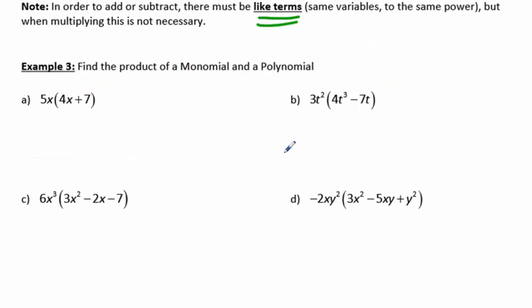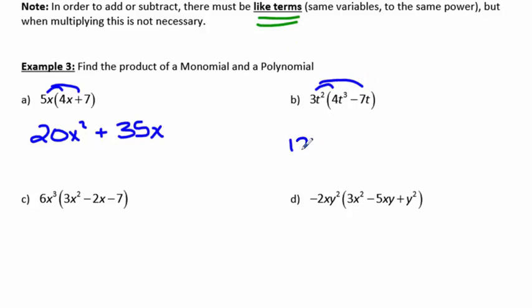In example 3, we're going to find the product of a monomial and a polynomial, so we're going to be using the distributive property. 5x times 4x is 20x squared. 1 and 1 make 2 x's there. Plus 5x times 7 is 35x. Alright, let's look at part B. Distribute again.